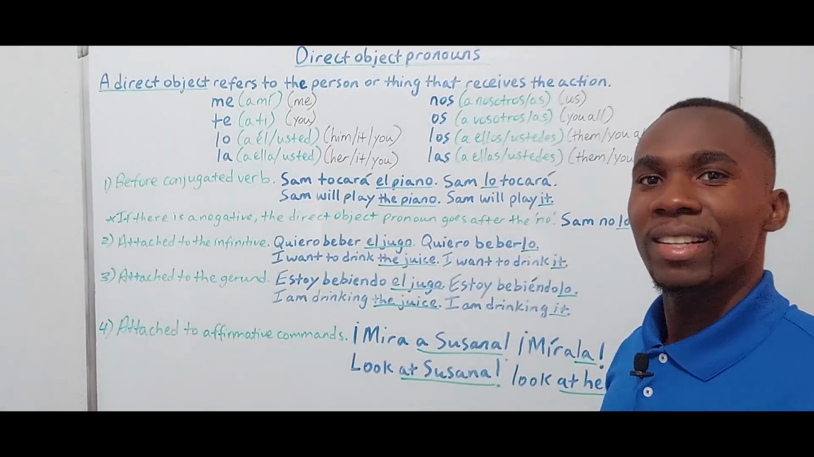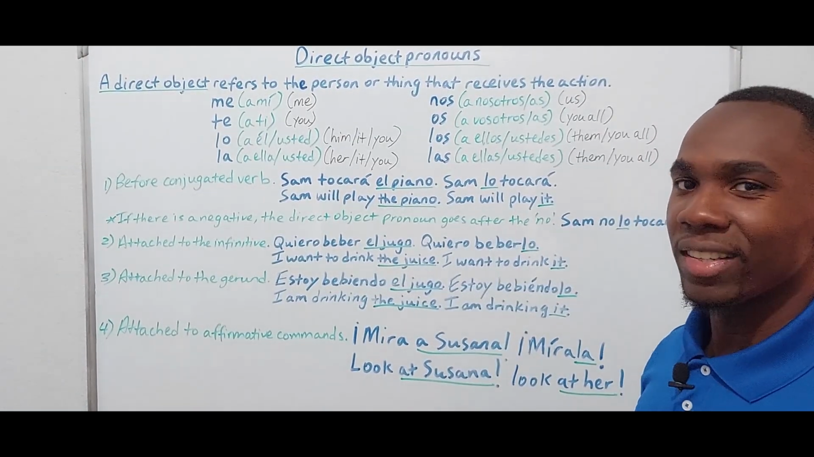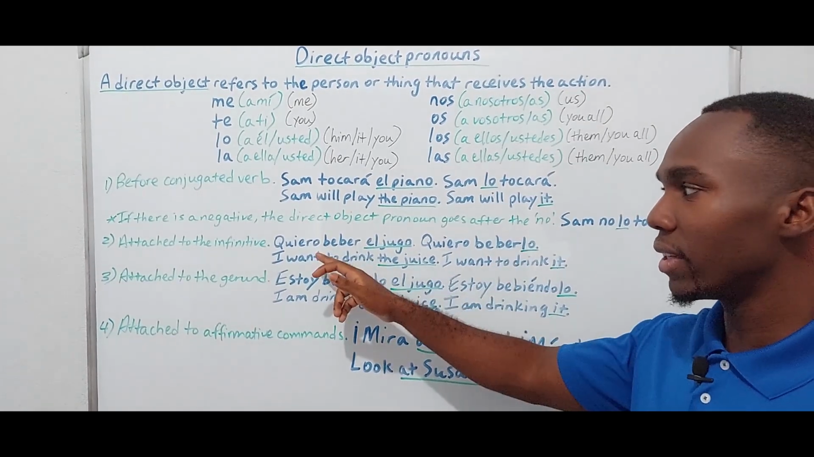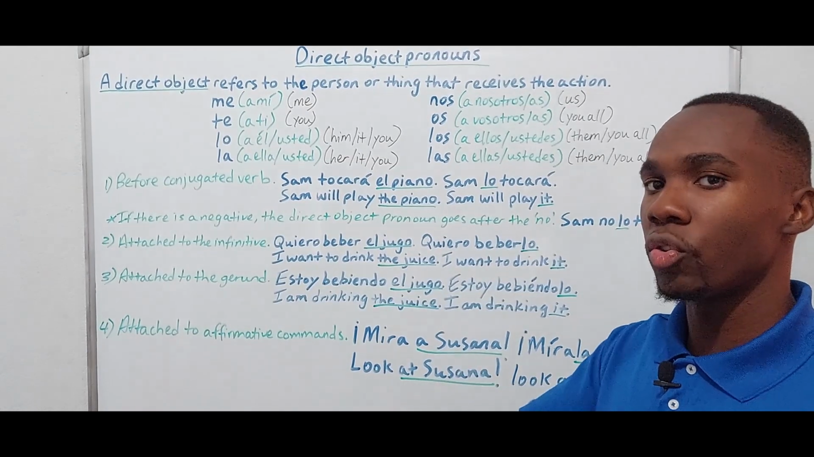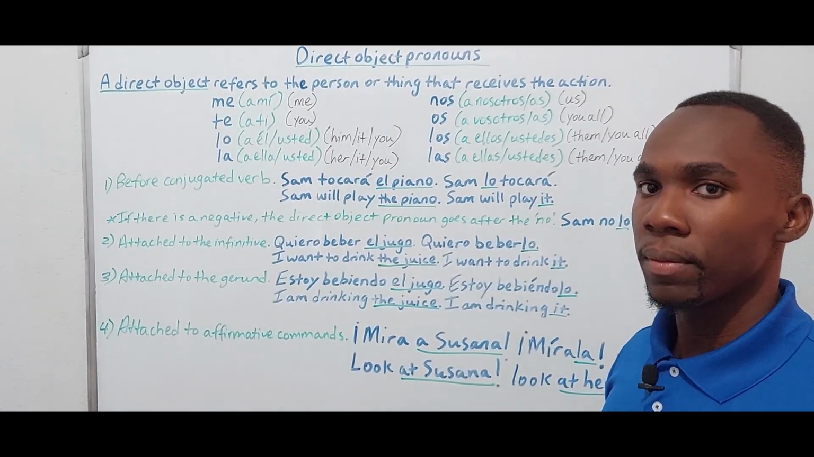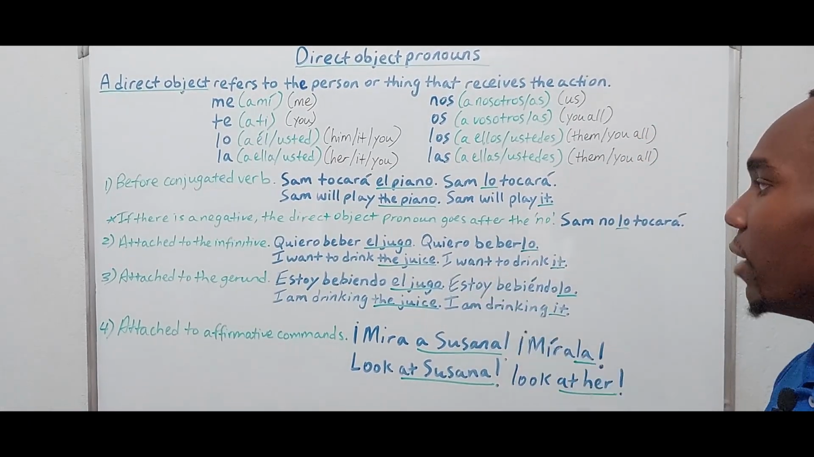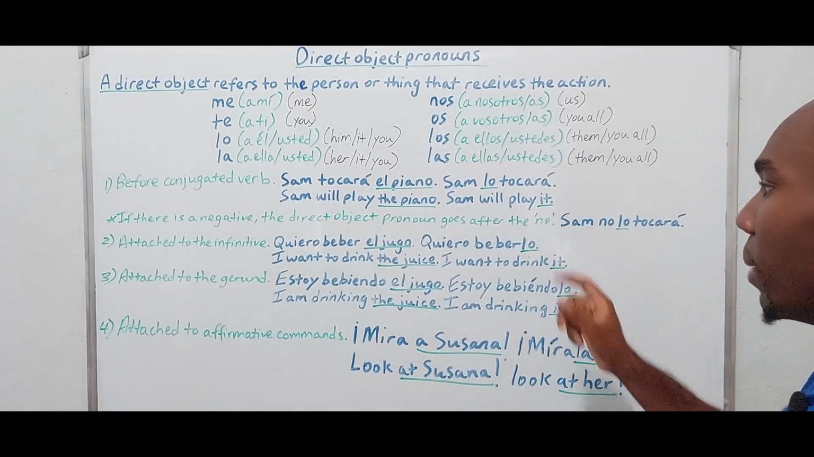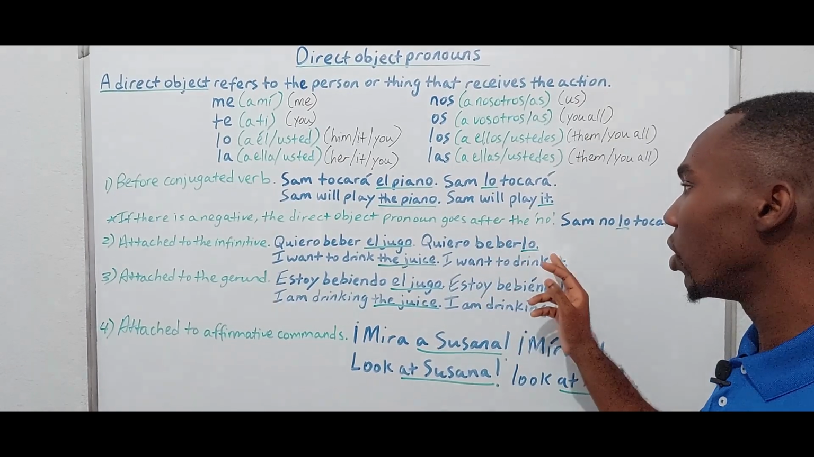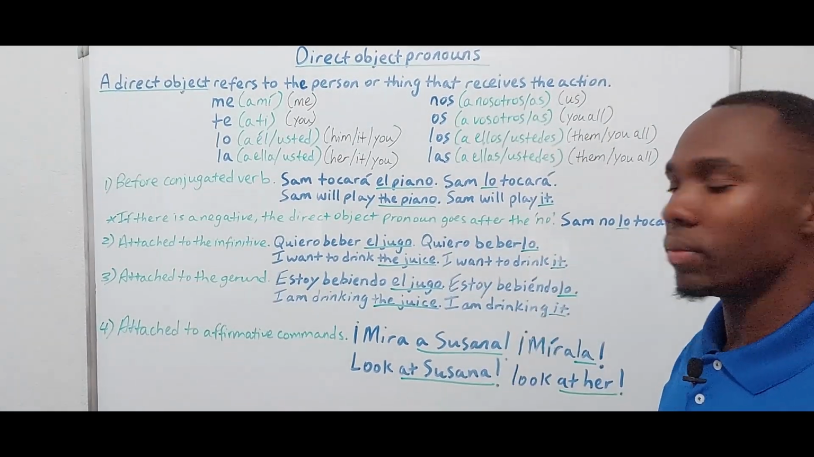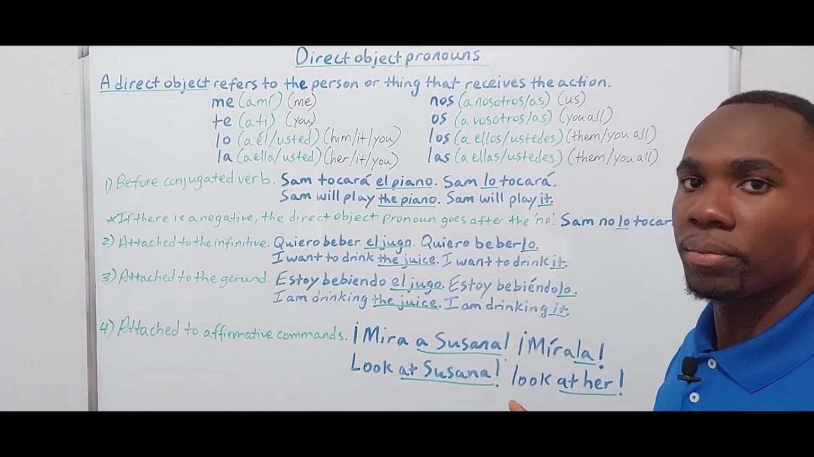But I must mention that when there's an infinitive, the direct object pronoun can also go before the conjugated verb, right? So it's perfectly fine to say lo quiero beber. There's nothing wrong with that. So I can say quiero beberlo and lo quiero beber. Same thing. It's just a matter of preference, right?